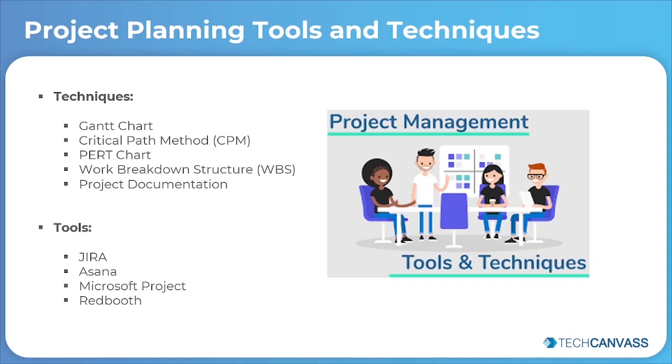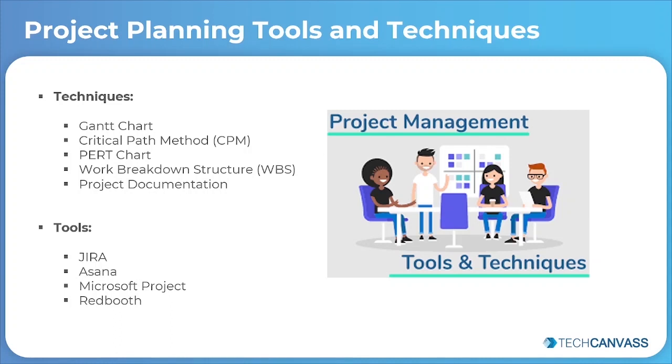PERT chart. The program evaluation and review technique helps in analyzing the tasks to complete the project and the time required to complete those tasks. PERT simplifies the planning and scheduling of large and complex projects. Work breakdown structure. Work breakdown structure is a process of organizing the team's work into manageable sections. WBS is a hierarchical structure of the deliverables needed to complete the project.